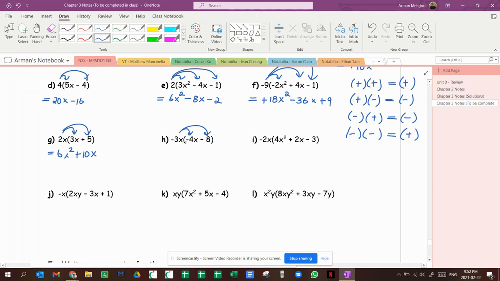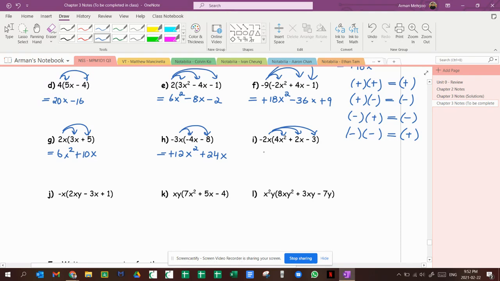I have negative 3x times negative 4x. So let me multiply my numbers together. And let me use the addition rule for my x's. And then I have negative 3x times negative 8. Multiply my numbers together, and keep my x. Let's go to this one over here now.